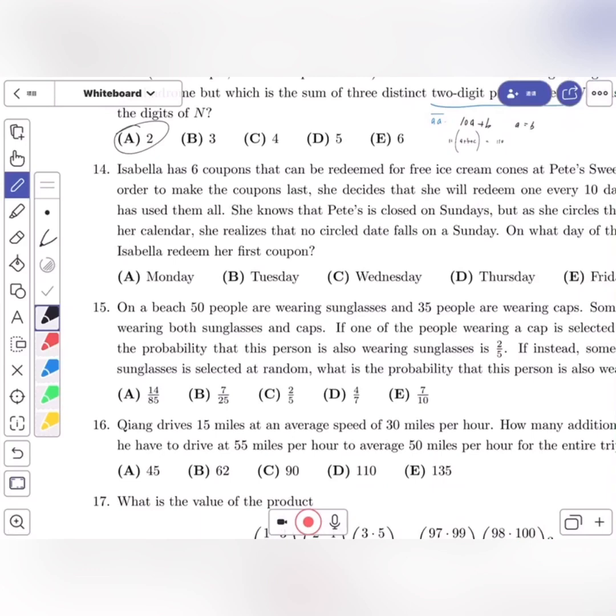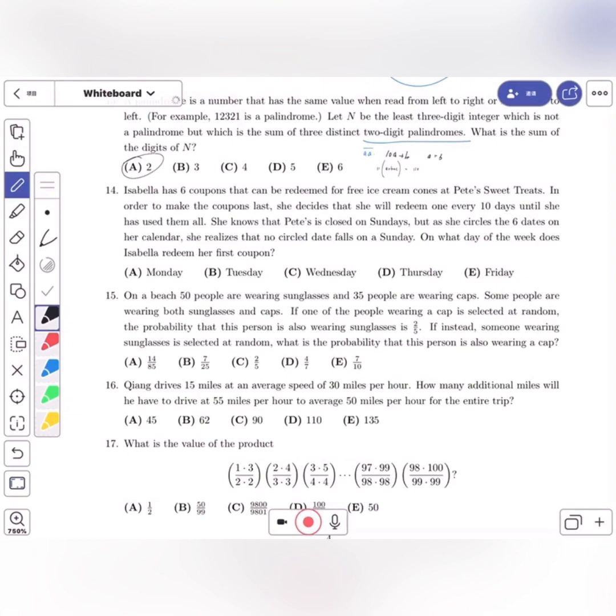So number 14. Isabella has 6 coupons that can be redeemed for free ice cream cones at PD's Sweet Treats. In order to make the coupons last, she decides that she will redeem one every 10 days until she has used them all. She knows that PD's is closed on Sundays, but as she circled the 6 days on her calendar, she realized that no circled date falls on a Sunday. On what day of the week does she redeem her first coupon?